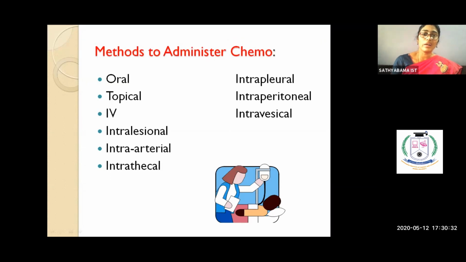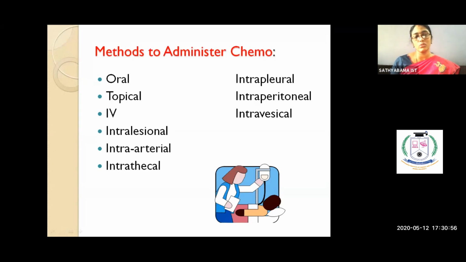So how do you administer chemo? How is it given? Orally, so you can take it as medicines. There are medicines available, and in a few cases they ask you to take the medicines. Topical is mainly for skin cancers. It's basically an ointment or something like that which you apply on the person. And then we have the IV, where you're giving it through the IV.